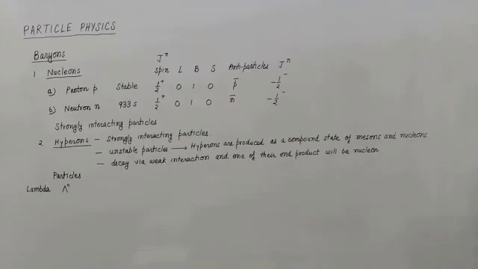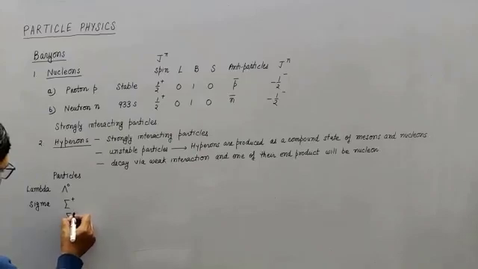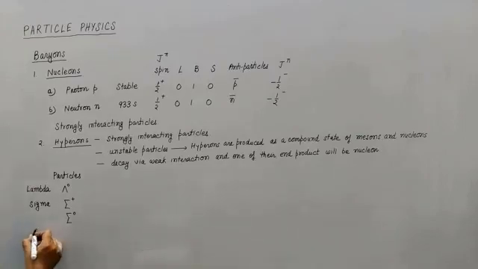Second is sigma particles. There are two types of sigma particles, sigma positive and sigma naught. These are two sigma particles. Third is cascade particles, cascade negative.